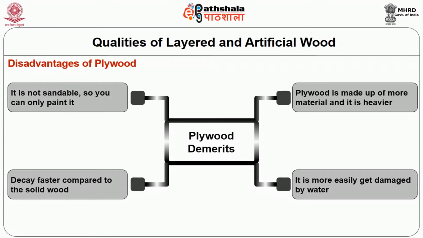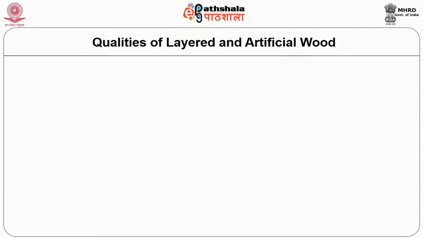Plywood is not sandable or carvable like hardwood because it is made up of thin sheets of wood and glue. So, you can only paint it. Next layered wood is medium density fiber, which is also called MDF.